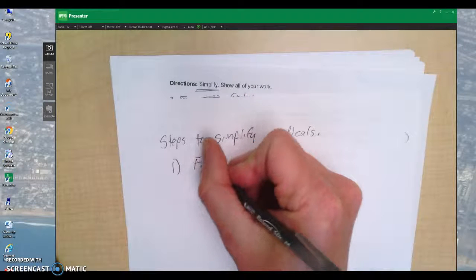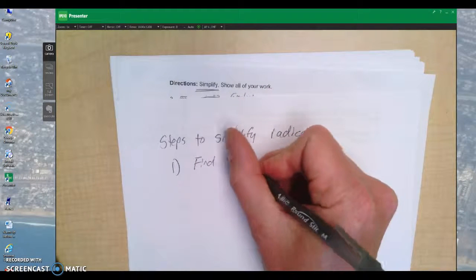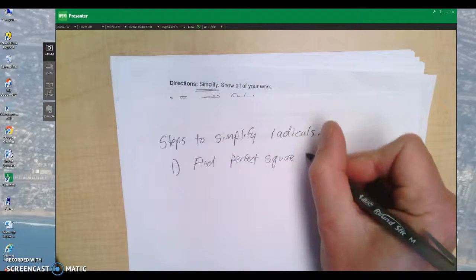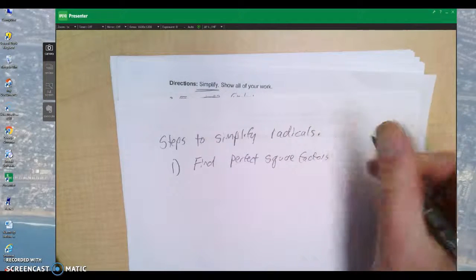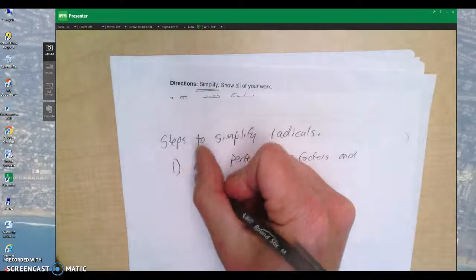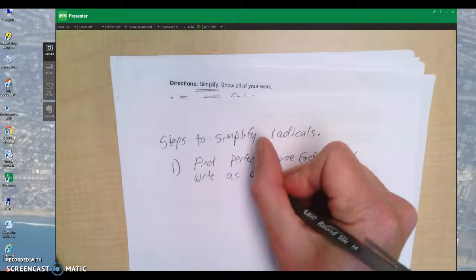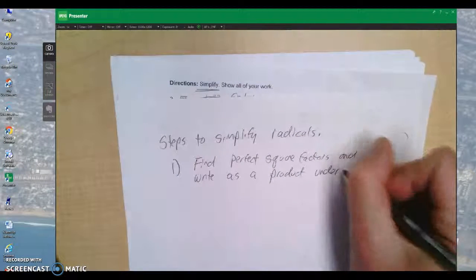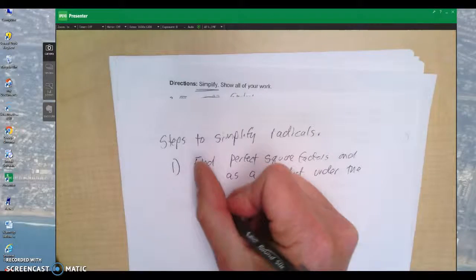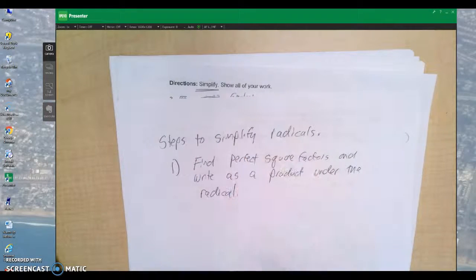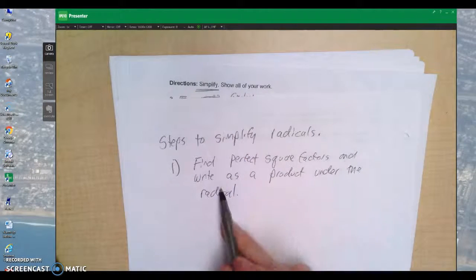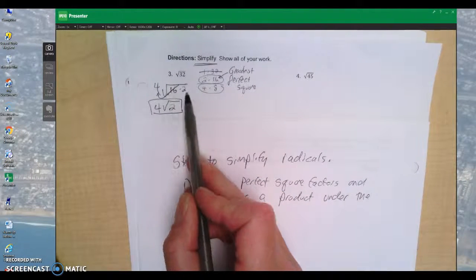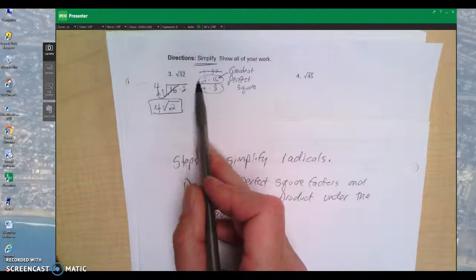So, find perfect square factors and write as a product under the radical. That's what I did right here, the 16 and the 2 under the radical.